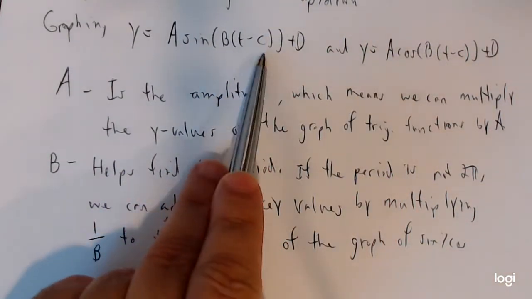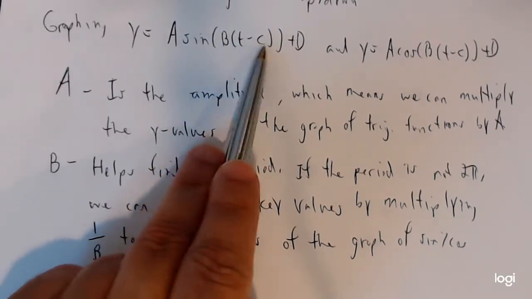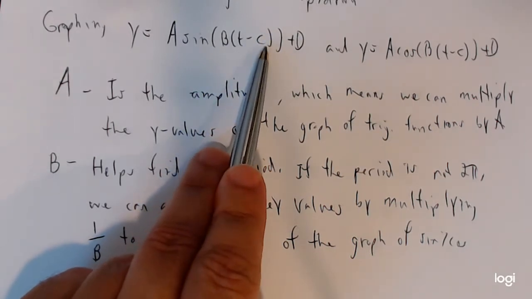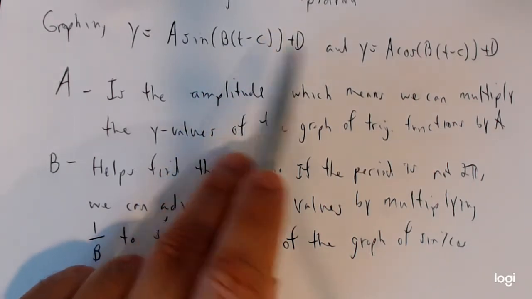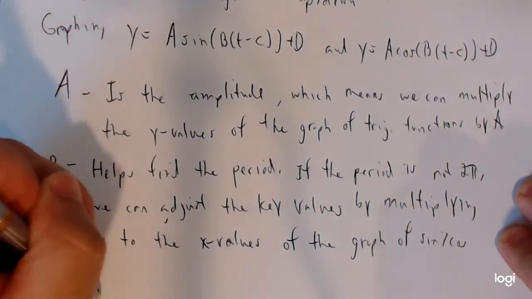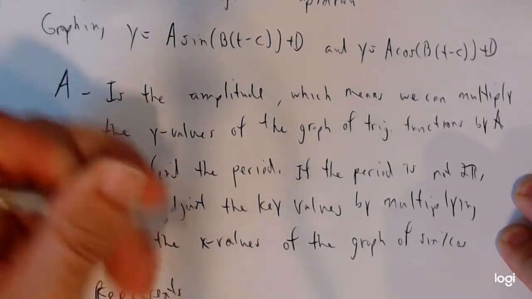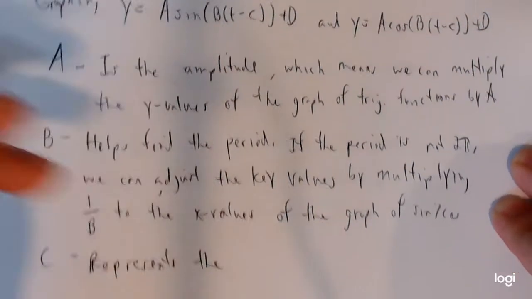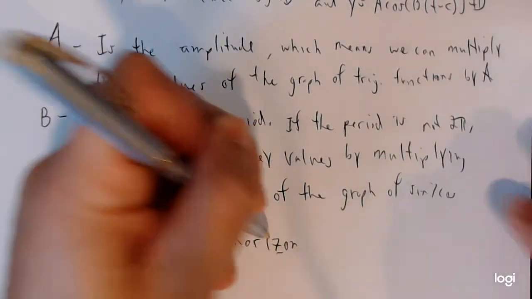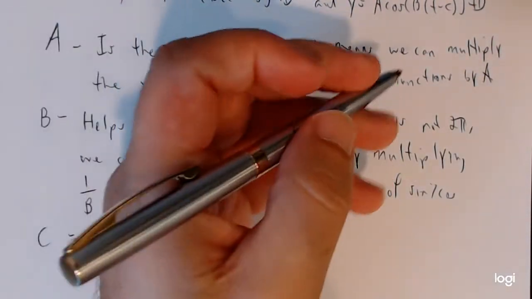Now, let's talk about the c. Notice how the c is paired with my t value, or the x value as we call them. So the c is going to indicate how much we shift our graph right or left. So this is our horizontal shift. We're going to say c represents the horizontal shift.